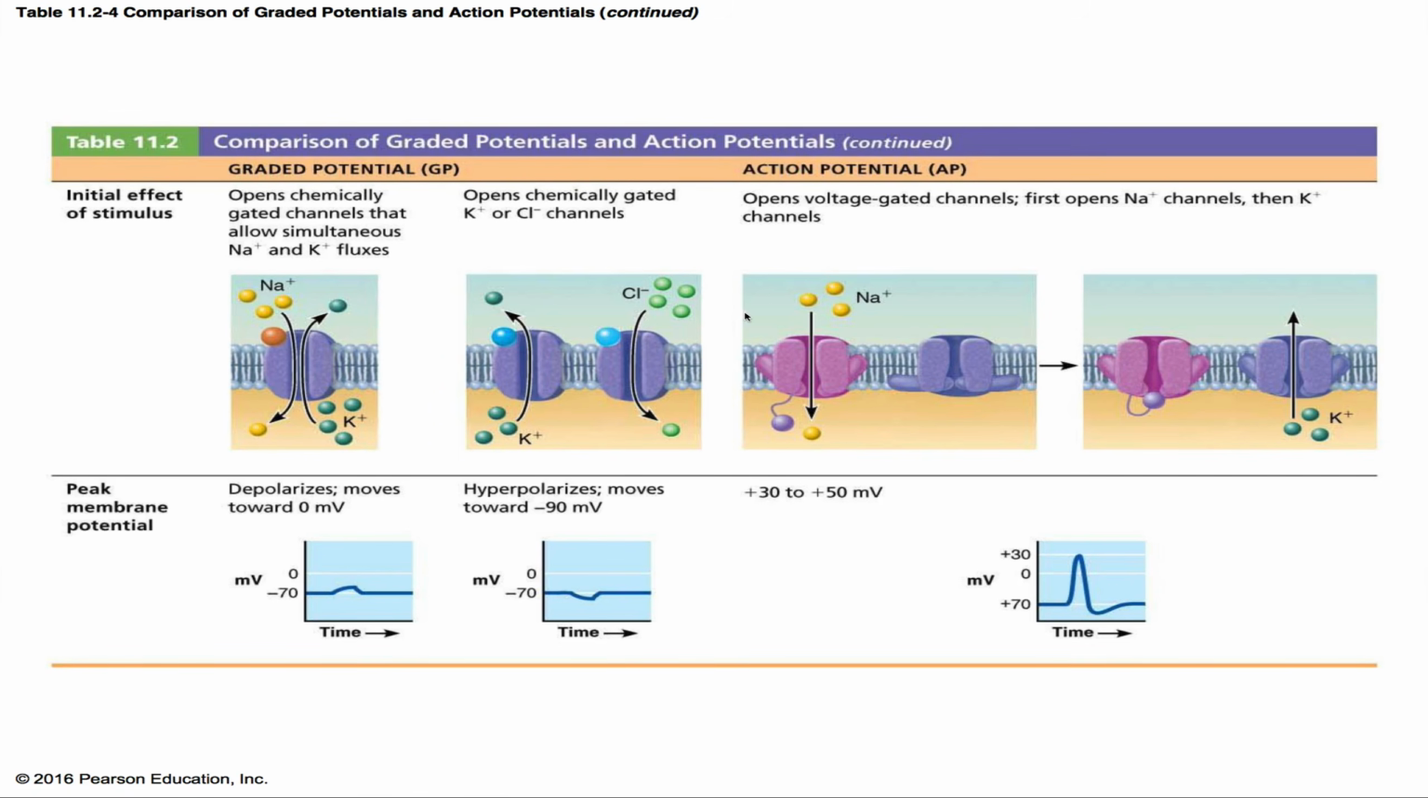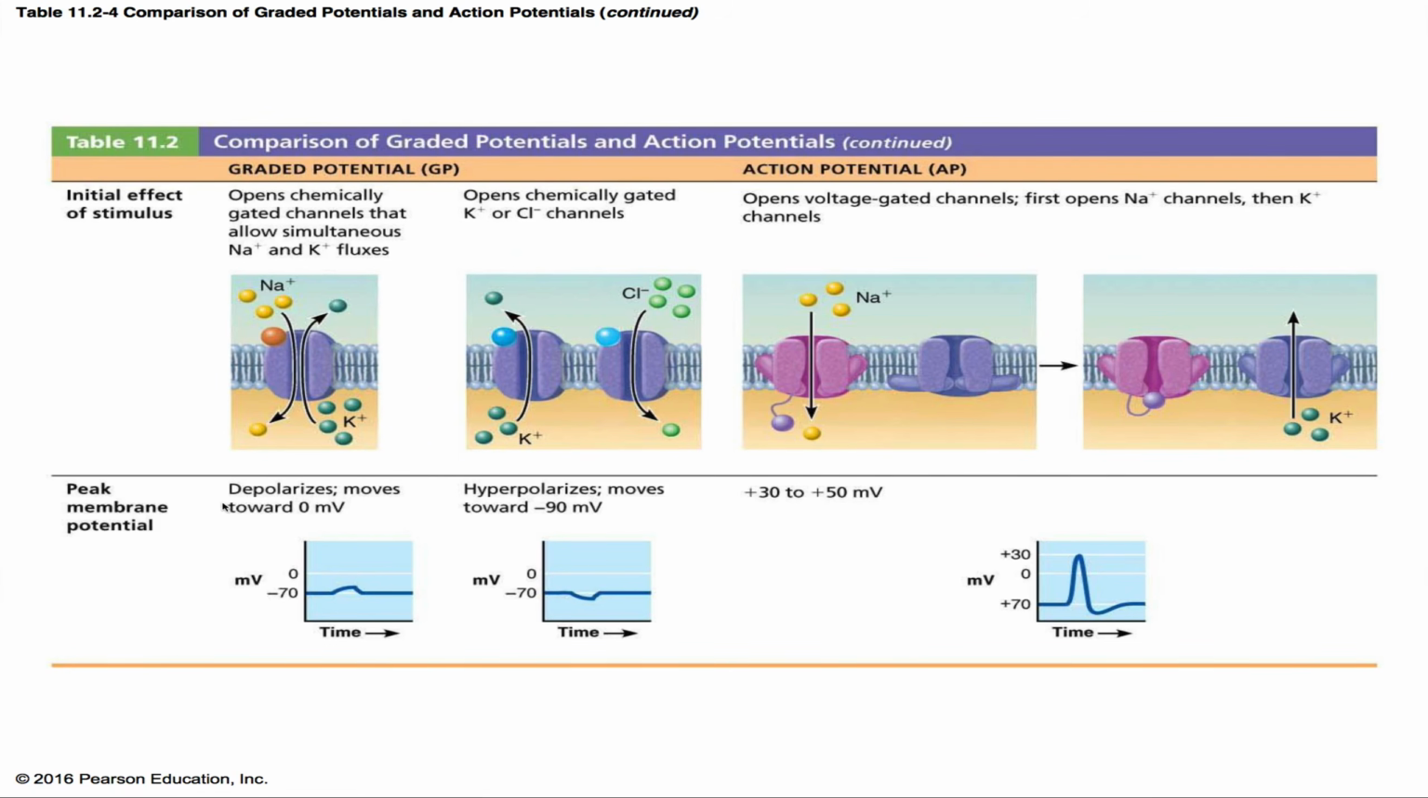In action potentials, we have these voltage-gated channels. So first we get this sodium voltage-gated channel that opens up, and it allows for the influx of sodium ions. And next, we have the opening of the potassium voltage-gated ion channels, which allows for the efflux of potassium out of the cell.